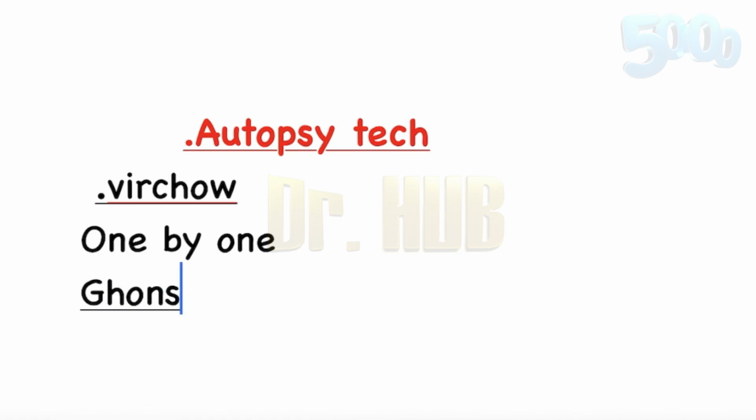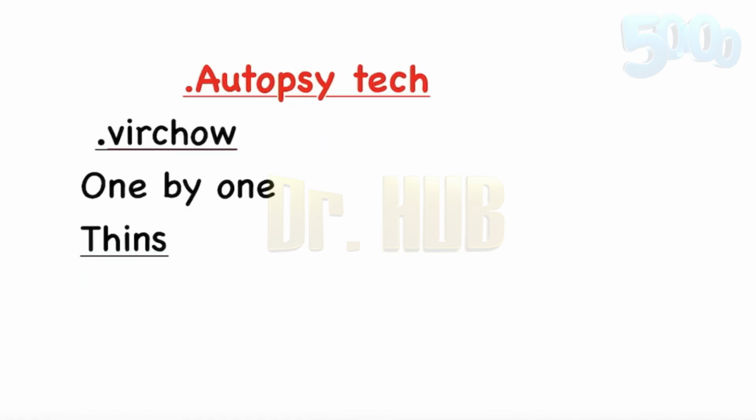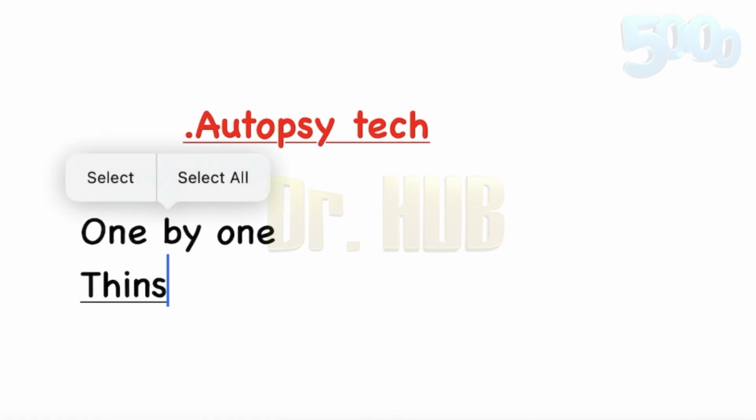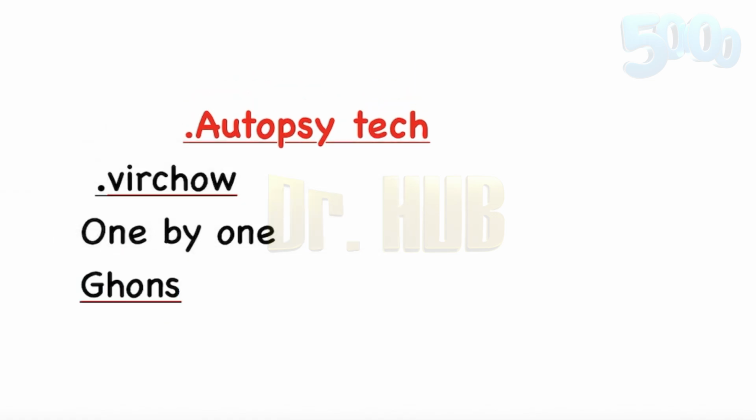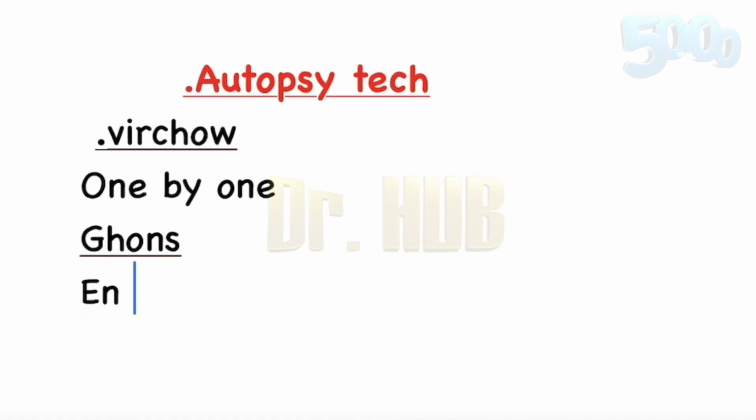Next we move on to the Ghon's. What is meant by the Ghon's technique? Ghon's technique is basically when you remove it en bloc. En bloc is basically where the thoracic, the cervical, the pelvic and the abdominal organs are removed as organ blocks. So this is nothing but the Ghon's. Ghon's technique is where the en bloc removal is seen, whereas in Virchow's, organs are removed one by one. In Ghon's it is en bloc.